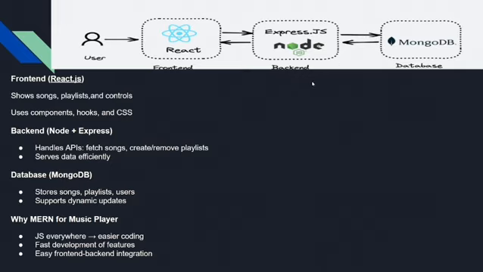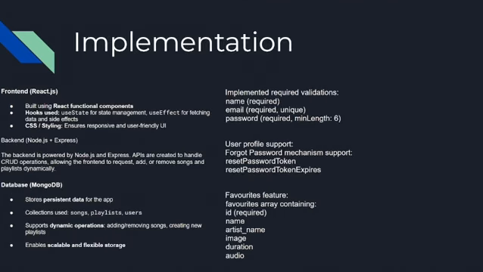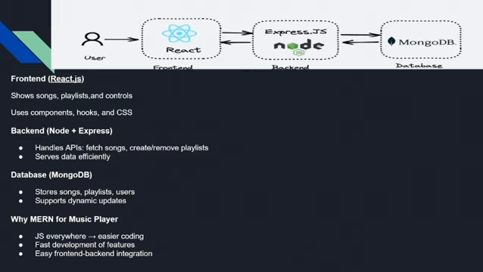We have used components, hooks and Tailwind CSS. Also, in the backend, we have used Express to handle the songs API. Then we have to create the playlist with the help of that. In MongoDB, we are storing the songs, playlists and users, which supports dynamic updates.